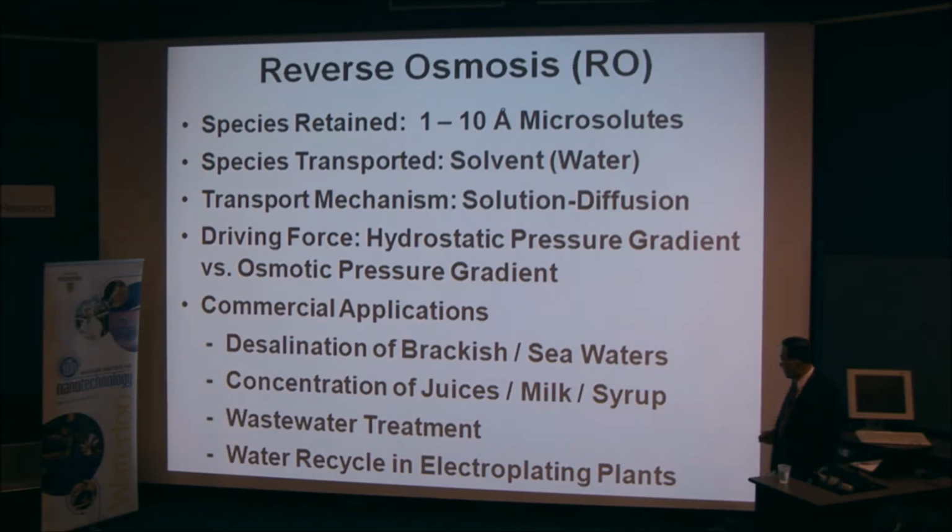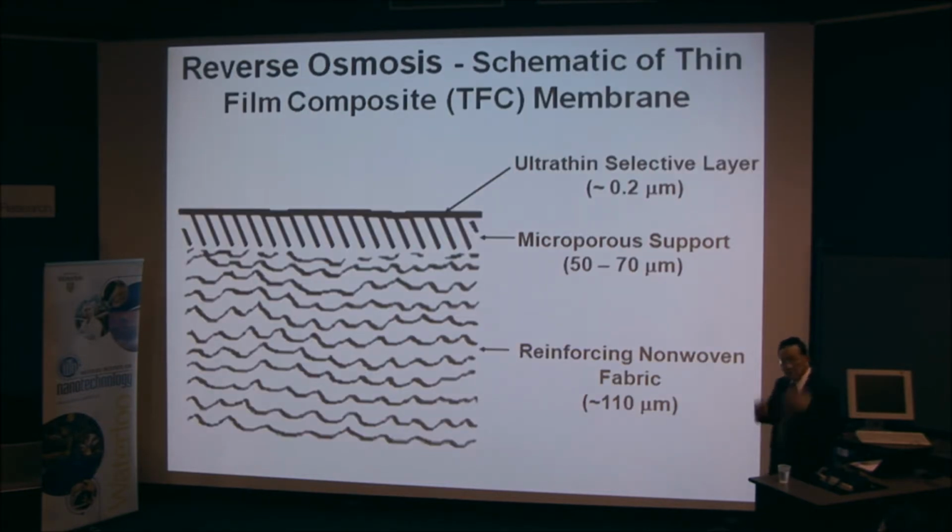There are quite a few commercial applications, certainly for the desalination of brackish water and seawater, concentration of juice from California when they ship to New York, for example, wastewater treatment, and also in electroplating plants. So there are quite many of those applications.